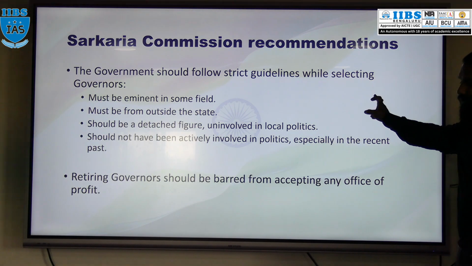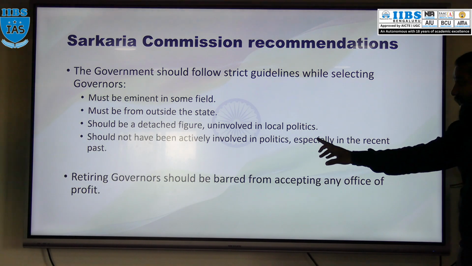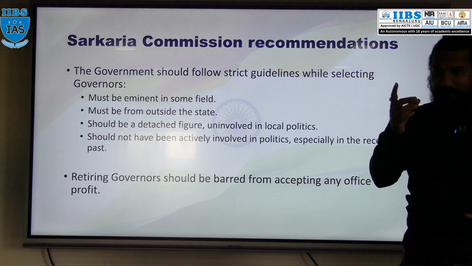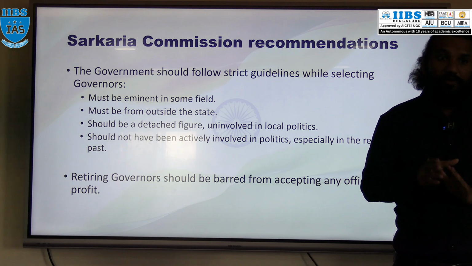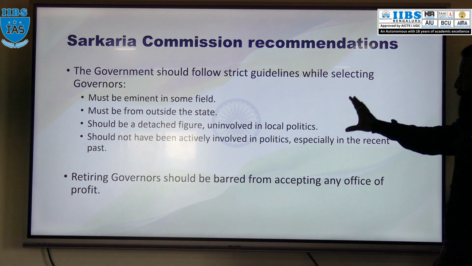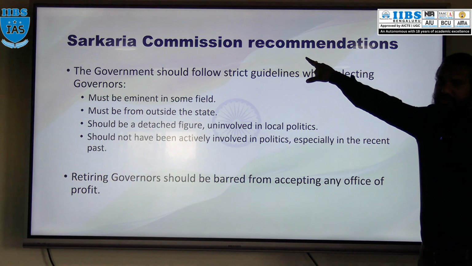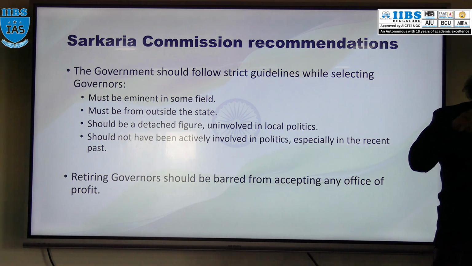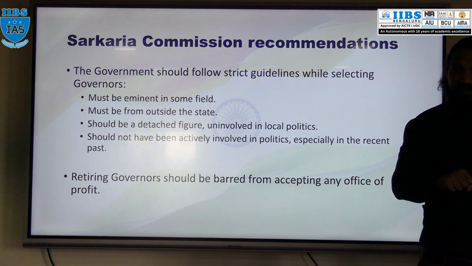And it also gave a recommendation that a retiring governor should not hold any office of profit. Office of profit we discussed. So a retiring governor should not hold any office of profit. So these are the recommendations given by the Sarkaria Commission for the qualification. Qualified means a person who is qualified to become the governor of a particular state.